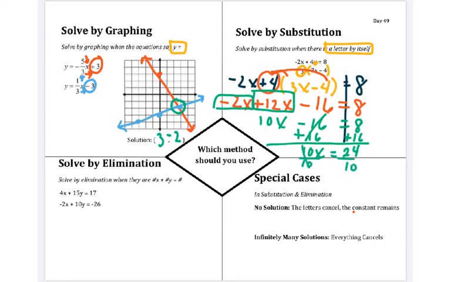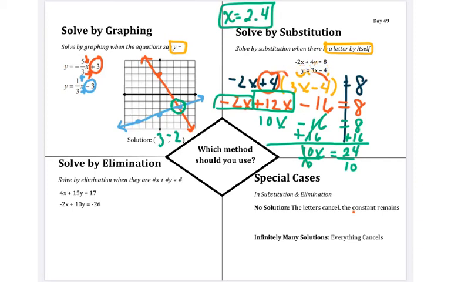You can use your calculator if you need to. That would give you an x value of 2.4. So we did all that work to substitute and to end up with an x value of 2.4.